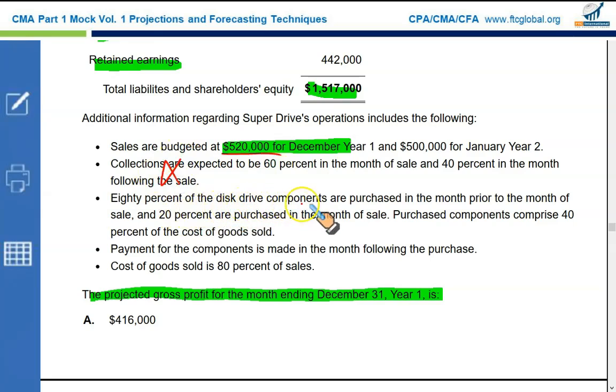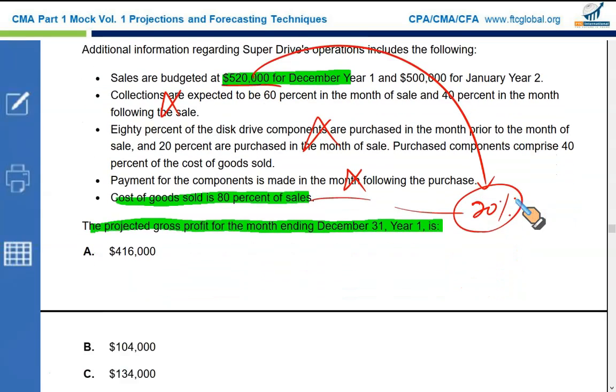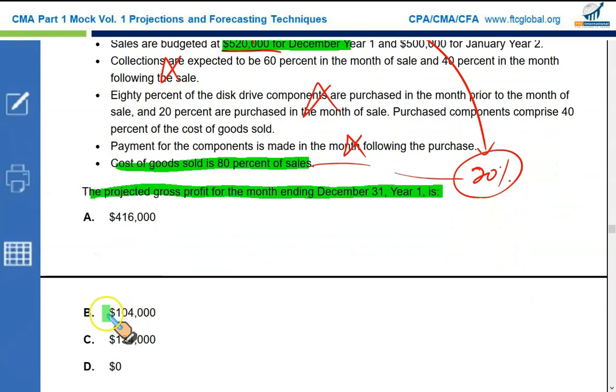80% of the disk drives are purchased. We are not interested in purchase. Payment for the components is made in the month following the purchase. We are not interested in the payment. It says cost of goods sold is 80% of sales. If cost of goods sold is 80% of sales, that means the remaining 20% would be gross profit. So simply take 20% of 520 and that's all. $520,000 times 20% gives you 104 as your correct option.